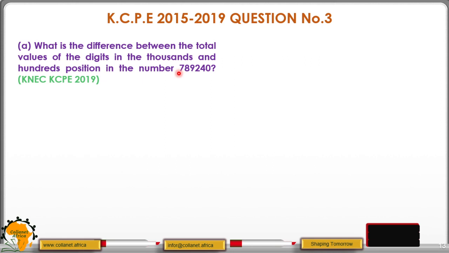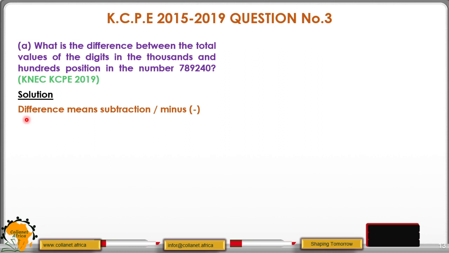This is 789,240. So the first thing you need to understand is the meaning of the word difference. Difference means subtraction or minus, so you are going to get the difference between the total values of 1,000 and 100 in this number. This was tested in 2019 KCPE question number 3.